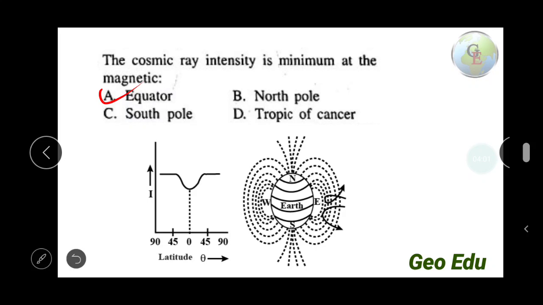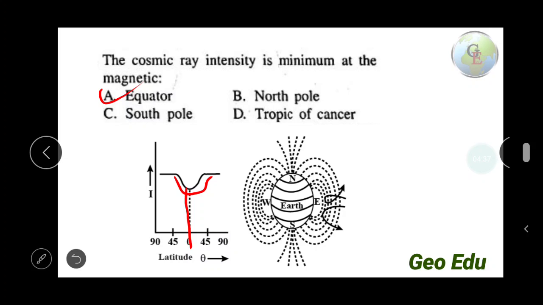Here one graph is given, showing how the intensity of cosmic rays varies with latitude. 0 degree is our equator, and the cosmic ray intensity will be minimum there. From 0 to 45 it increases, and from 45 to 90 it will be constant. So the answer will be the equator.